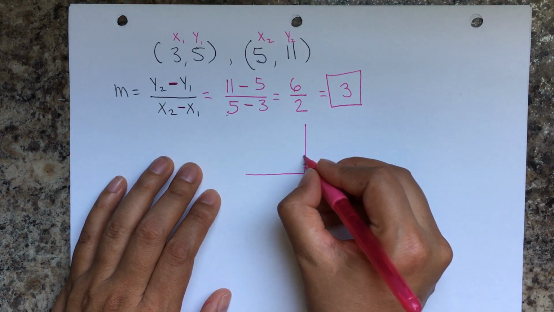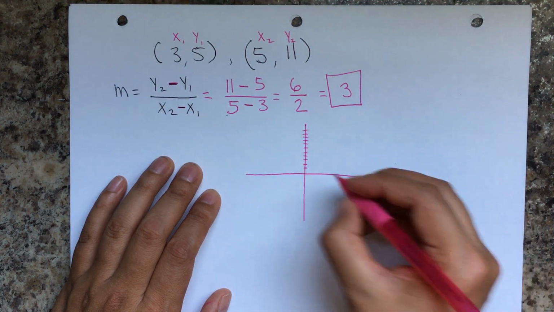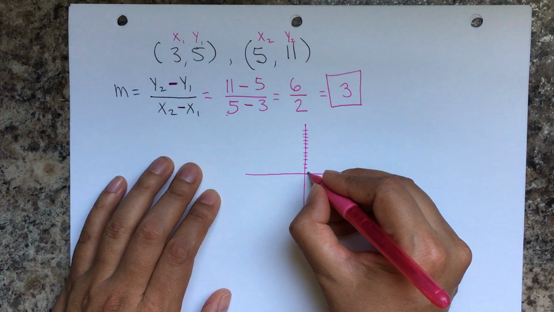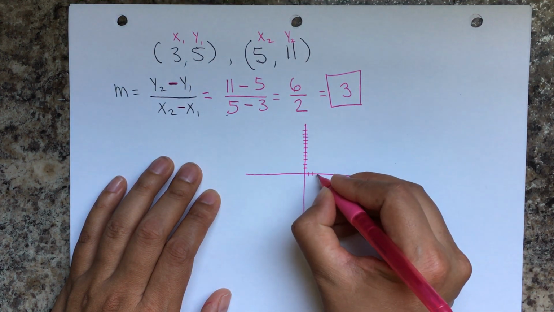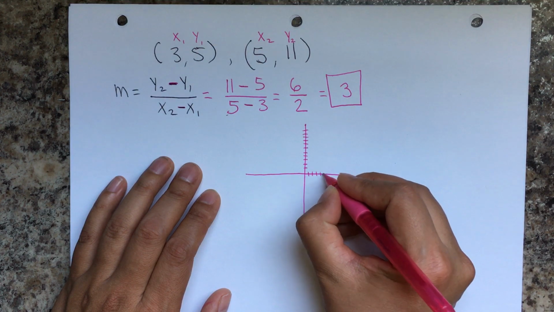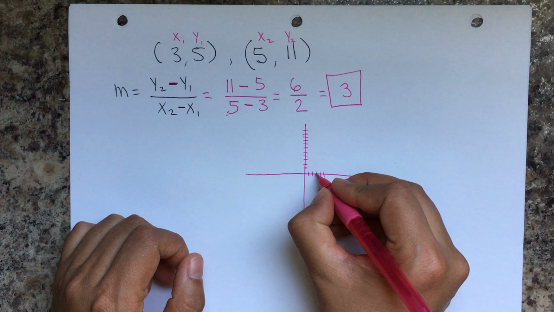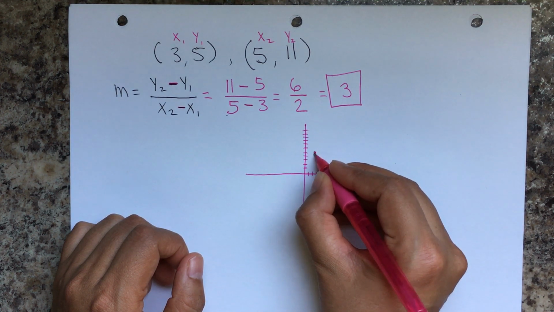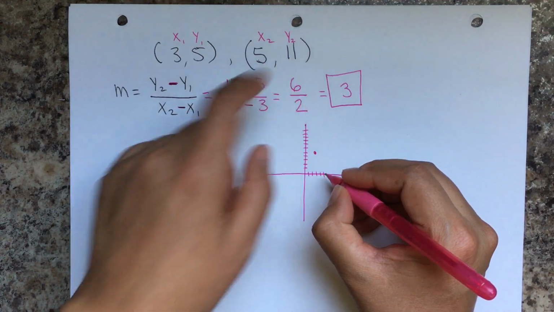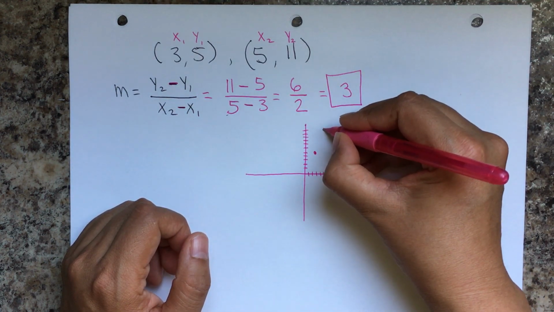1, 2, 3, 4, 5, 6, 7, 8, 9, 10, 11. I'm looking at the y here, and then for x, the maximum I need is 5. So 1, 2, 3, 4, 5. And so 3, 5 would be 1, 2, 3, then 1, 2, 3, 4, 5, somewhere around here. Then 5, 11, 5, and then 11 it's right here.